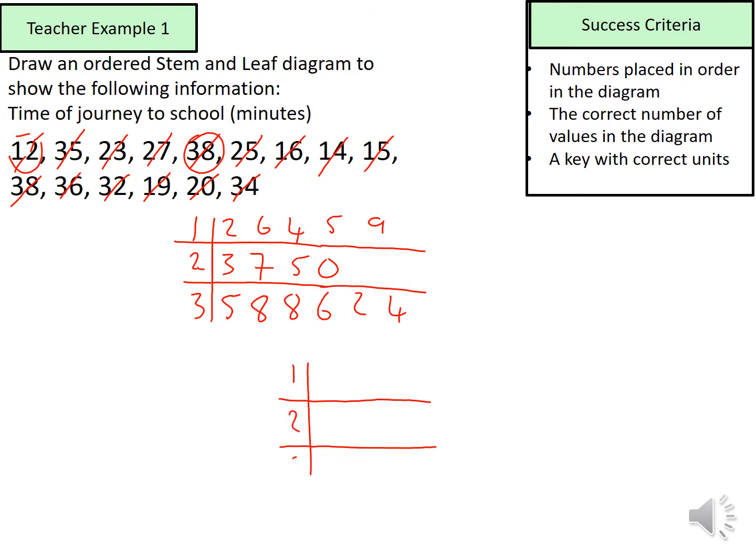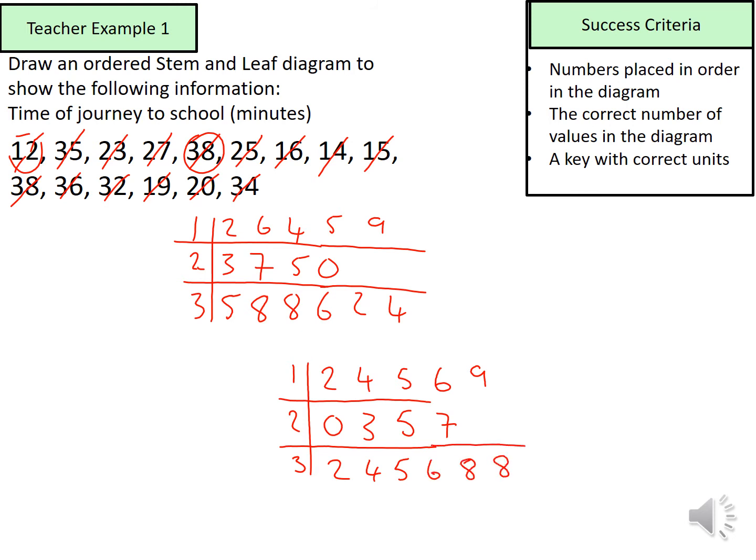Again, my stems remain the same, 1, 2 and 3. I am just going to put the numbers in order. So the first stem in order will be 2, 4, 5, 6 and 9. Then the same numbers that I put in before, I am just putting them in the correct order. Second stem, 0, 3, 5, 7. And the last one, 2, 4, 5, 6, 8 and 8.